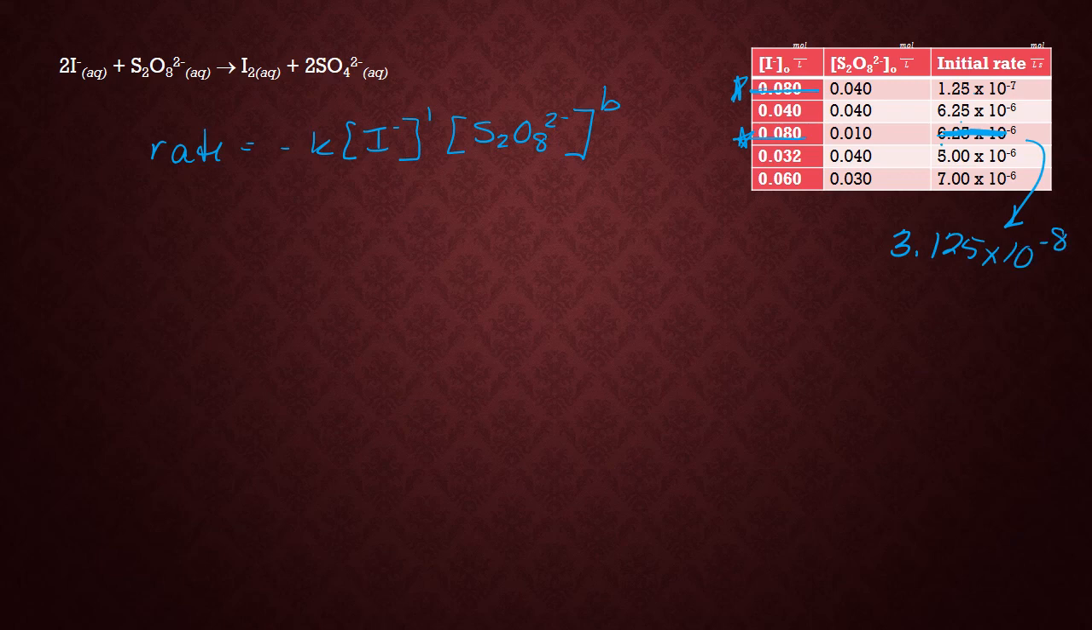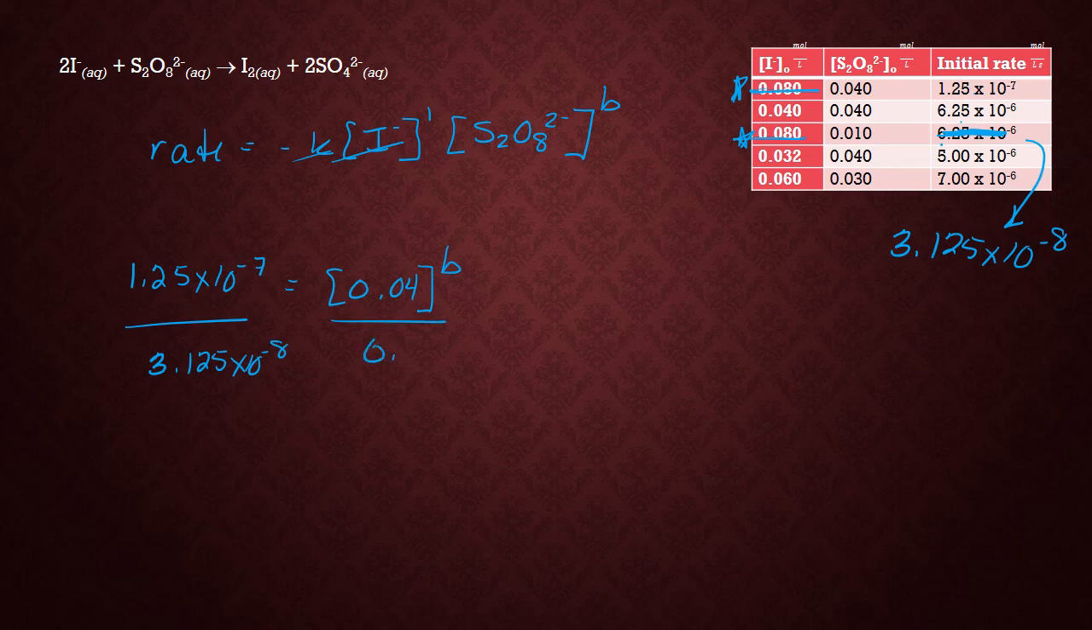All right, with that in mind, I'm going to go ahead and write down the rate of the first one. I don't care about the K's and I don't care about the I's because I know they're going to drop out. So I'm going to skip on to the next step. And 0.04 raised to the B. Divide this one by 3.125 times 10 to the negative 8th, 0.01 raised to the B. That's going to give us 4 equals 4 to the B. So B in this case is also 1.